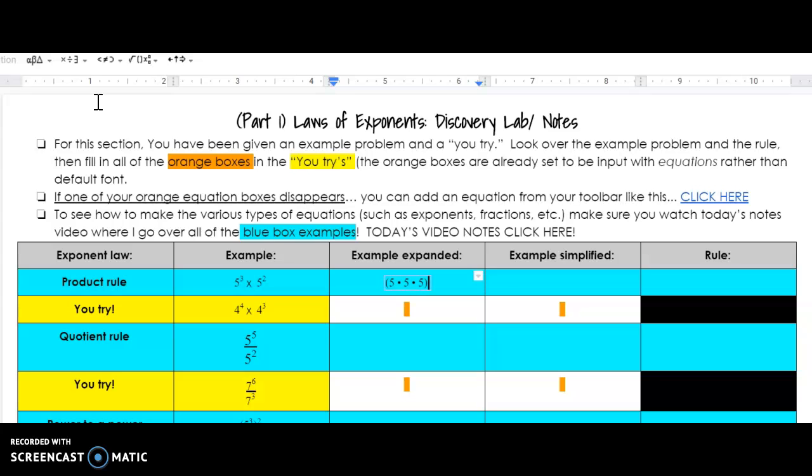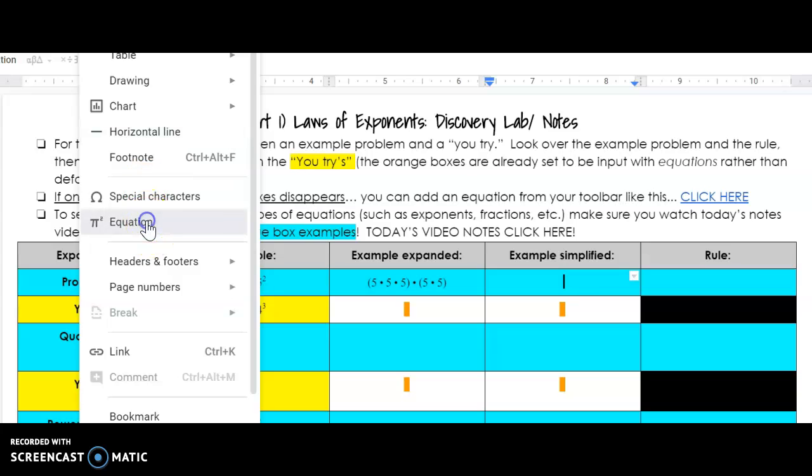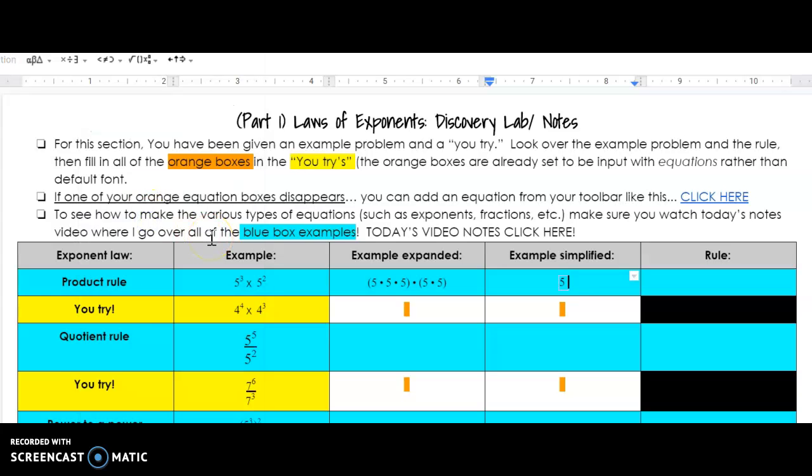I'm going to put it in parentheses, but because this is all multiplication and because of the associative property of multiplication, it doesn't really matter if there are parentheses. It's all being multiplied anyways, so you really don't have to have the parentheses, but I'm going to put them there just for clarity's sake. So we have 5 to the third times 5 squared. That's the same as 5 times 5 times 5 times 5 times 5. So the simplified version of that is going to be 5 to the 5th power.